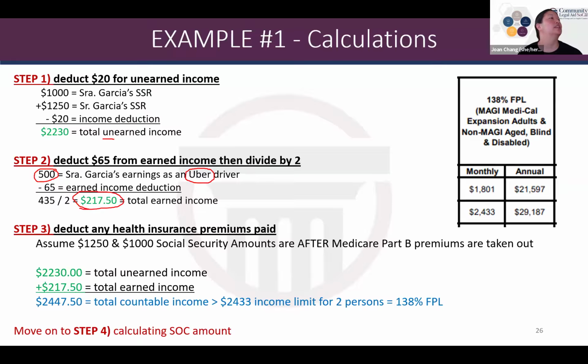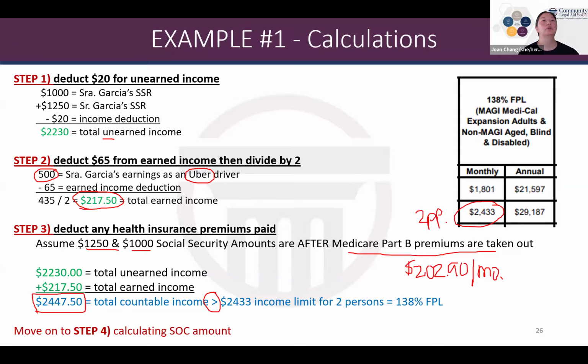Step 3 is to deduct any health insurance. We assume that these amounts were already after the Part B premiums were taken out, the $202.90 per month. So, total countable income. When a Medi-Cal office is looking at how much income Senor and Senora Garcia have, they're looking at this. This amount technically is over the income limit for free Medi-Cal. So this is our income for 2 people, and it is technically over this. So we have to move on to step 4 in calculating the share of cost amount. Let's do that in the next slide.